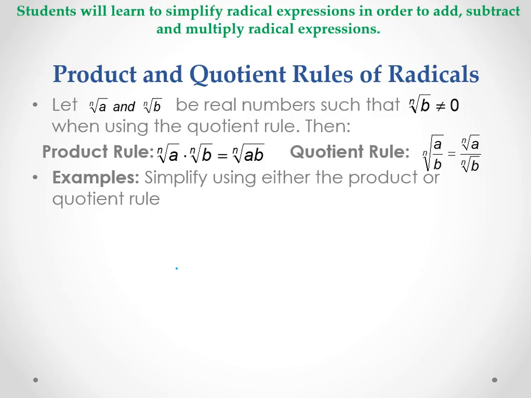So in order to do the product and quotient rules of radicals, the nth root of a and the nth root of b are real numbers such that the nth root of b doesn't equal 0 when using the quotient rule. The product rule is the nth root of a times the nth root of b is the nth root of a times b. The quotient rule is that the nth root of a divided by b is equal to the nth root of a divided by the nth root of b.